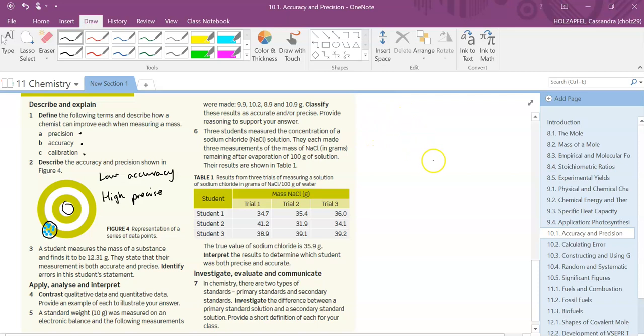Okay, so in this case, our target, our goal, is 10 grams, right? So that's our bullseye in this particular case. We've got 9.9 grams, which is pretty close. We've got 10.2 grams, which is pretty close. We've got 8.9 grams. That's getting a little bit dodgy. And we've got 10.9 grams, which is also a little bit dodgy. So that's about a 10% error there.